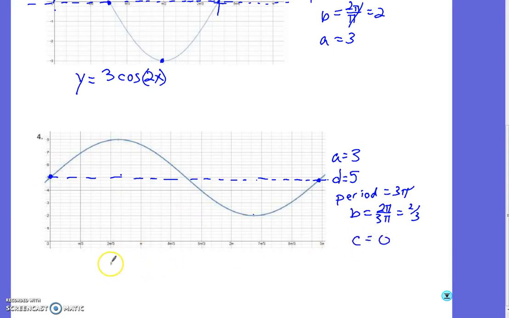So the easiest one to come up with on this one, I'd say, is y equals, or f of x equals, if you want to use function notation, same thing, 3, and the graph that starts in the middle is sine, so 3 times the sine of bx, so 2/3 x, minus 0, so I close my parentheses, I don't have to put a minus 0, plus my d, plus 5. That's the easiest one. There are some others, but they're much harder to figure out, so that would be the best answer for number 4.